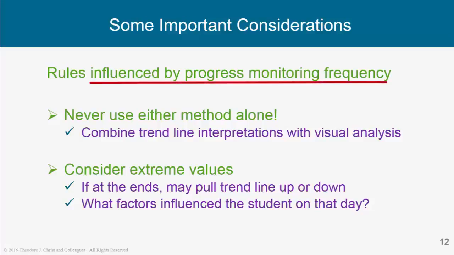Now, there are a couple of very important things to remember when considering decision rules, and overall, remember that rules are influenced by the frequency of your progress monitoring. So always keep that in mind. And research recommends you should never use either method alone. The best thing to do is to combine trendline interpretations with visual analysis.